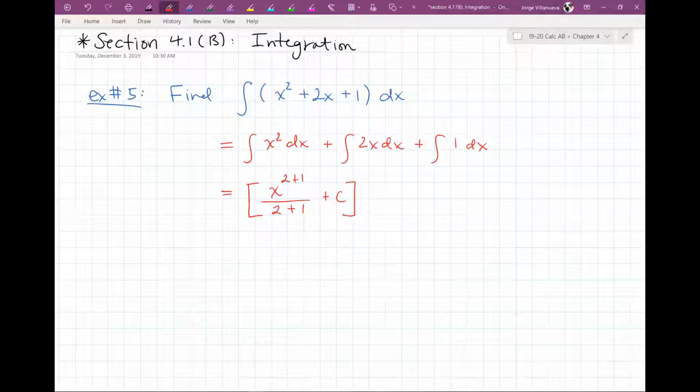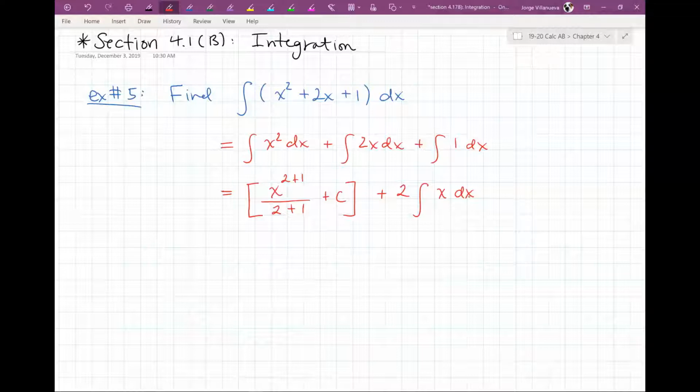Now, the next integral, I'm going to take an extra step. Again, I'm just using the rules that they give us. And I'm going to take the 2 out. I'm going to ignore it and then only work with that function. So in the next step, I'll actually do the work for it.